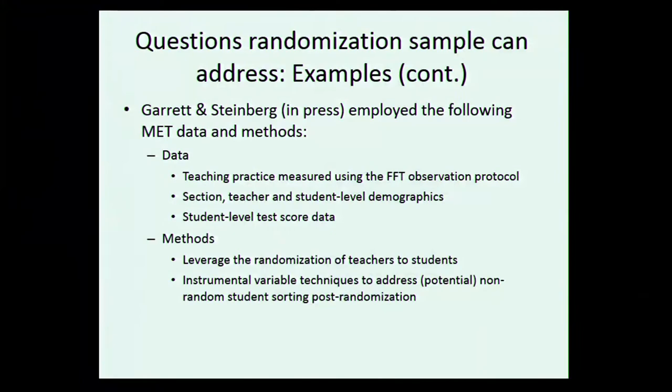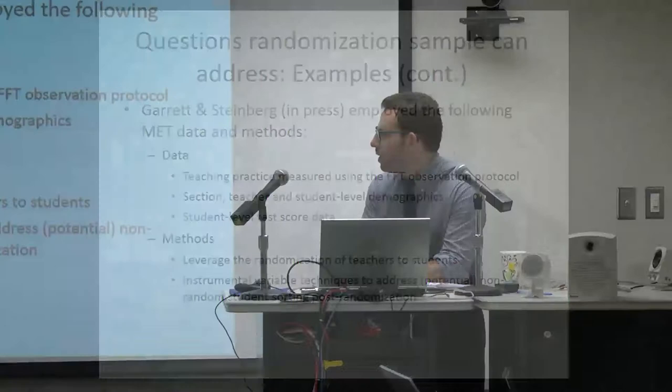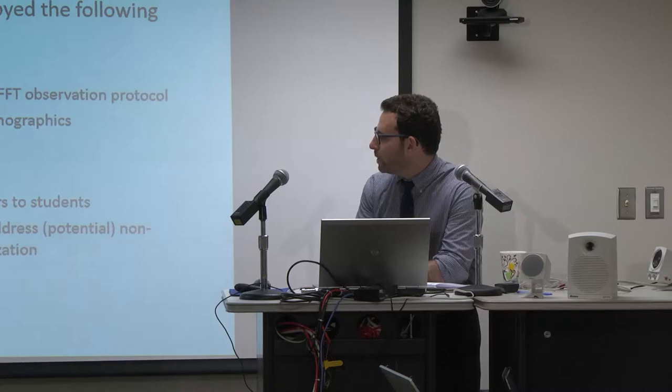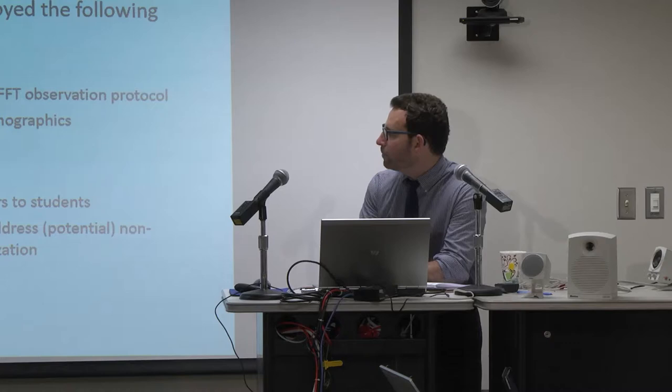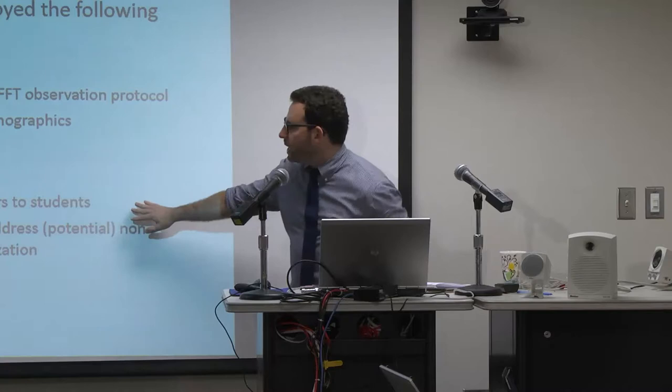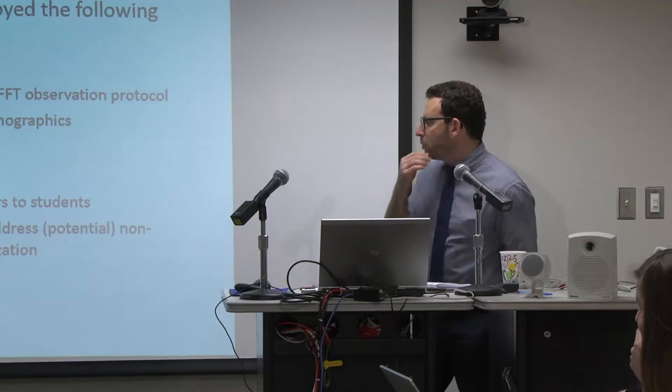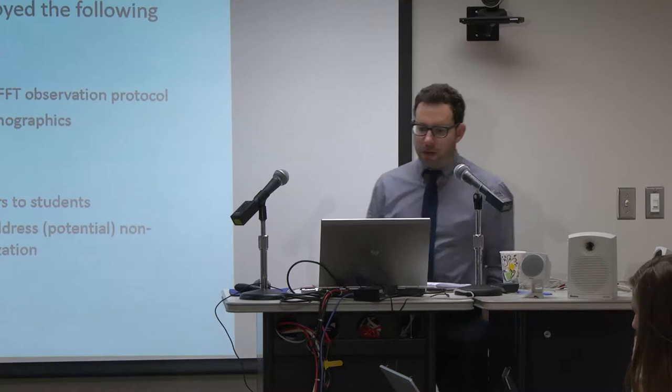Because there are these three or four, depending on how many files you're working with, multiple data files, and the merge can be a little tricky. You want to be very careful about whether you are merging on students, teachers, or sections. So you want to be very careful about how you create the analytic file. We're going to leverage the randomization of teachers to students, or teachers to classes, right? And we'll use IV techniques to address the potential, but real, non-random sorting of students to teachers post-randomization.